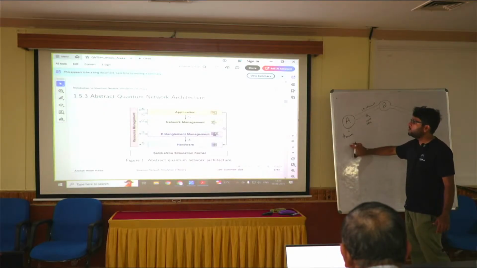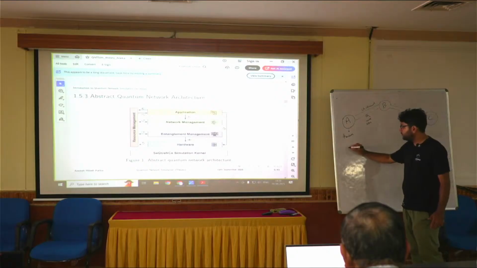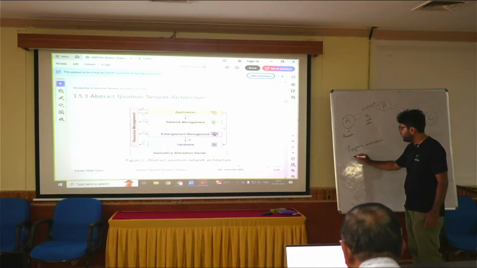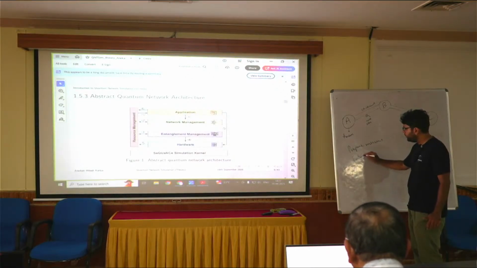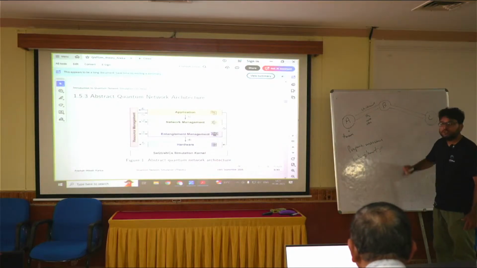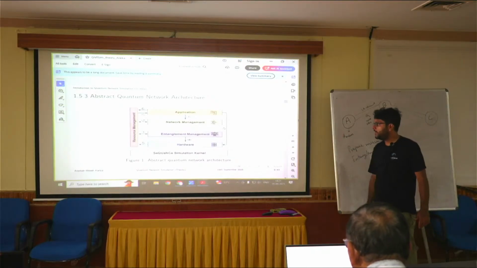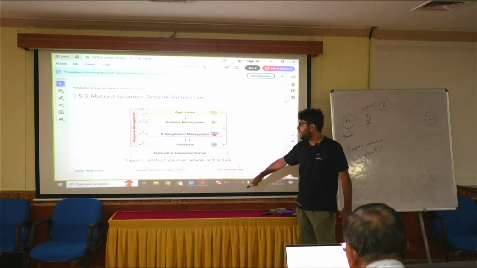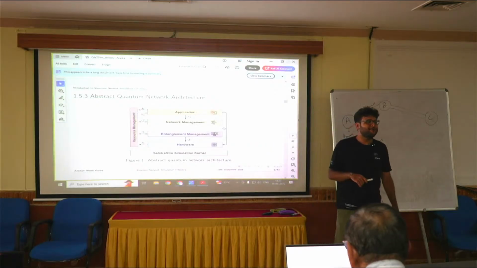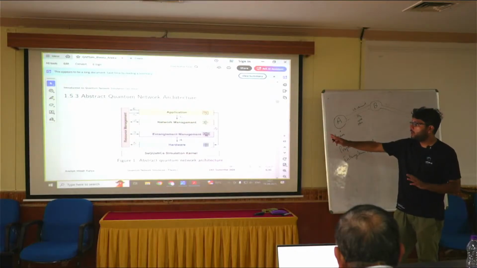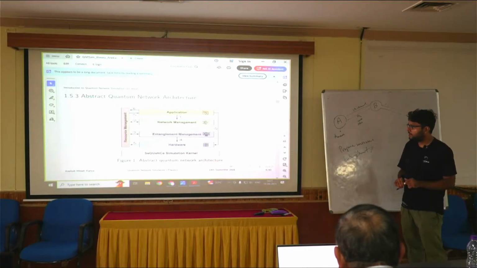And there are two ways of distributing. There is something which we call prepare and measure communication protocol, and there is entanglement based. So our simulator can do this, but mainly focused on this entanglement based communication. So that's why we need an entanglement management which coordinates with the hardware layer. So this hardware layer, one might think, okay, do we really have the hardware on that? So this hardware layer also is where all our physical components lie, right?